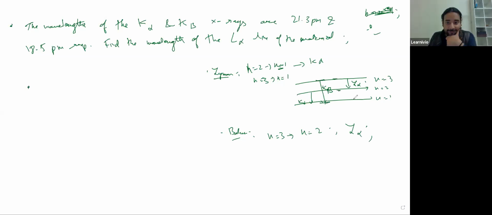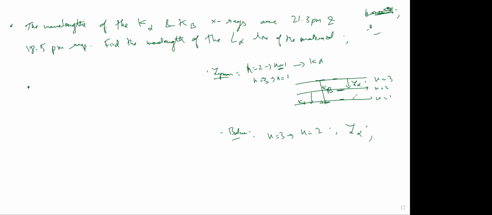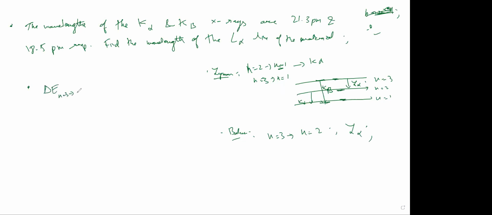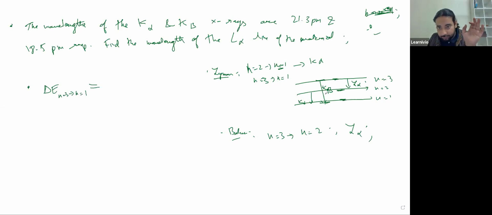Okay, now from the diagram, if you look at the diagram... Sir, can you repeat it? Yes. I'm saying that the energy difference between n equal to 3 and n equal to 1, delta E, this whole difference is equal to this difference plus this difference. This difference, n equal to 3 to n equal to 2, is delta E from 3 to 2, plus delta E from n equal to 2 to n equal to 1. So this whole thing is equal to this plus this.